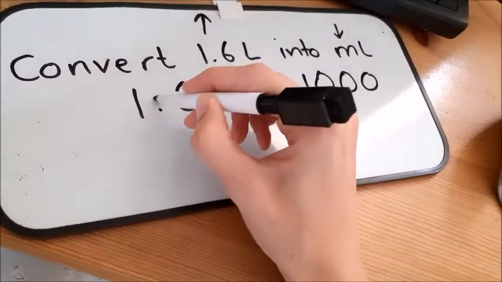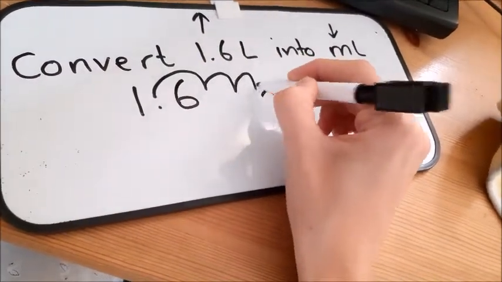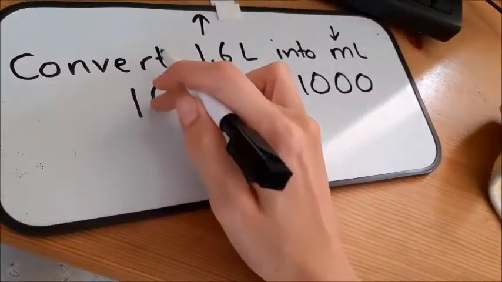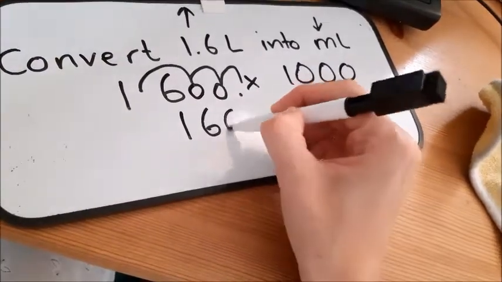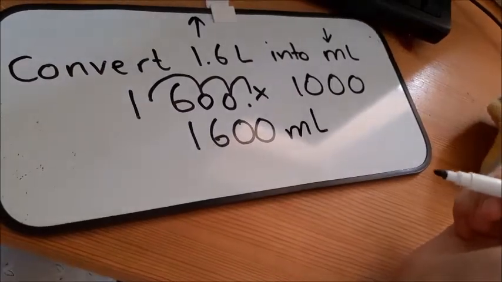Moving this decimal space 3 spaces to the right: 1, 2, 3. The decimal space comes here. We add 2 zeros. We've moved this decimal space, and the decimal space is over here now. So, 1,600 milliliters is 1.6 litres.